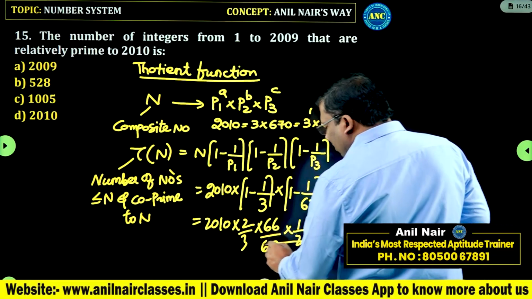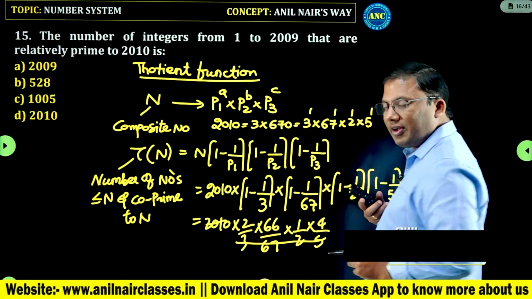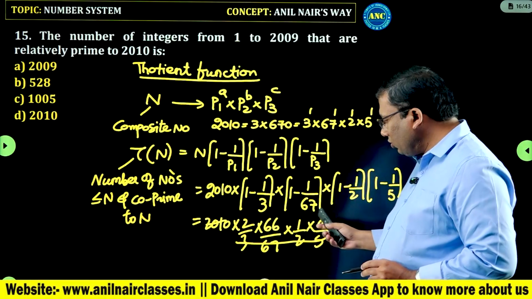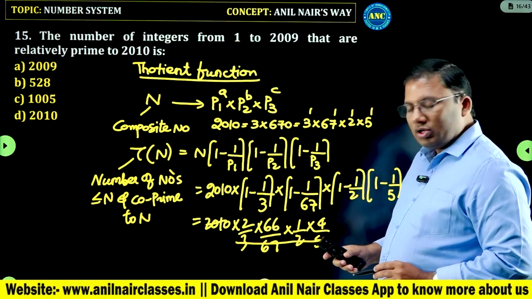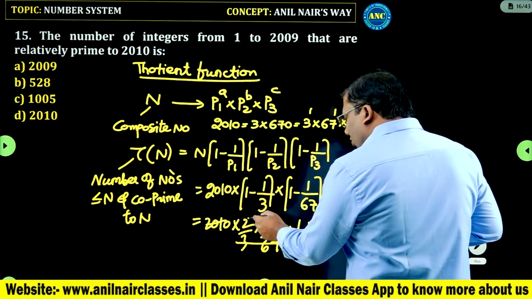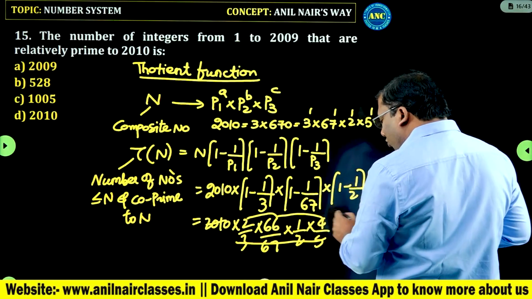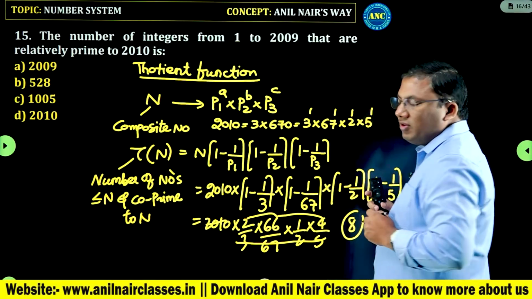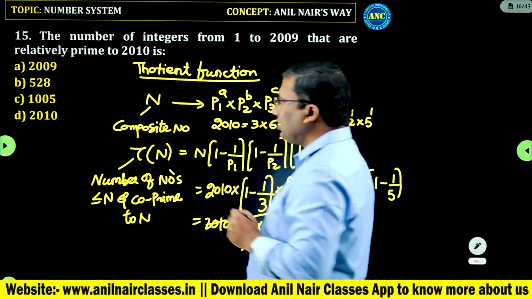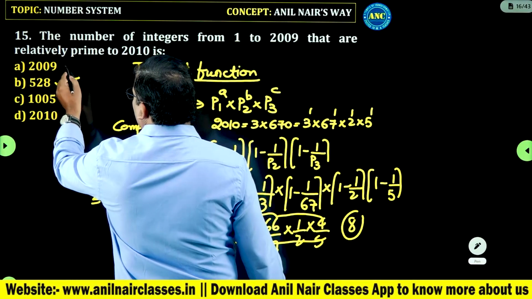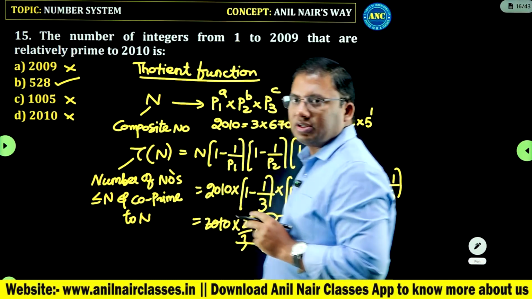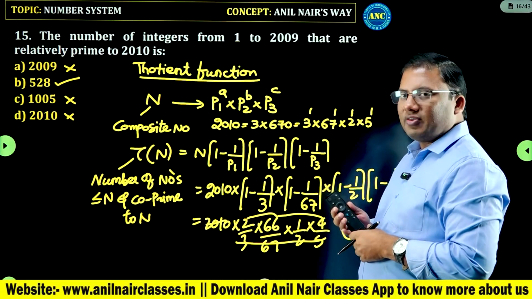4 by 5. These are all 2010 factors. So the answer is 2 into 66 into 4. So what will be the unit digit? 2 sixes are 12, 2 fours are 8. The answer's unit digit has to be 8. Which answer option has unit digit 8? 528. So this will be 528.